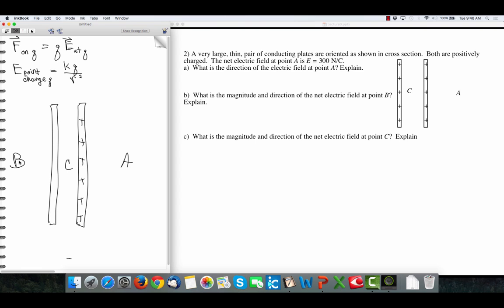And the problem tells you that the total electric field at point A has a magnitude of 300 newtons per coulomb. Find the direction of the electric field at point A, the magnitude and direction at point B, and the magnitude and direction at point C. So knowing the magnitude and direction is not the main thing, but being able to explain how you got whatever you got. So I'll let you all work on it for a few minutes.